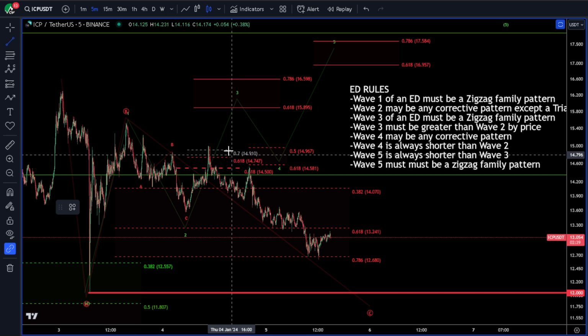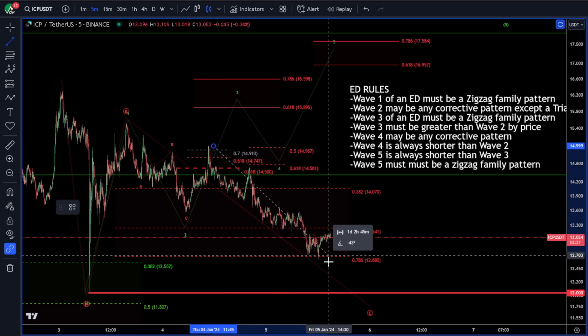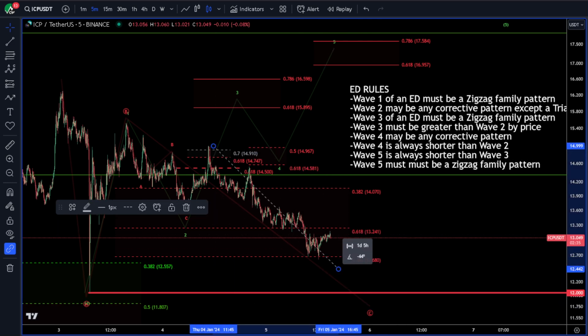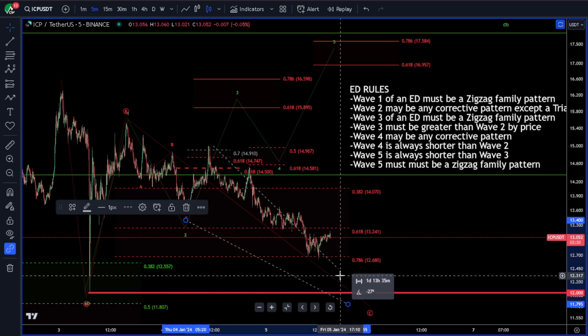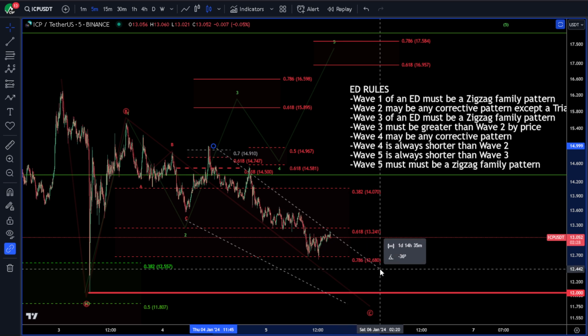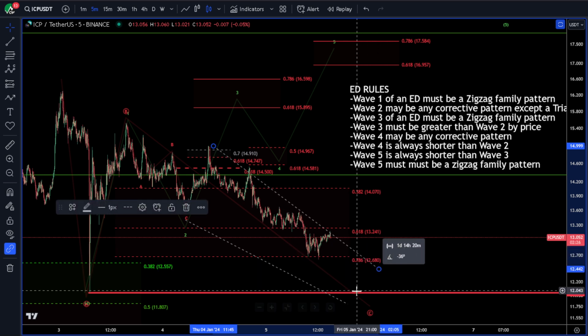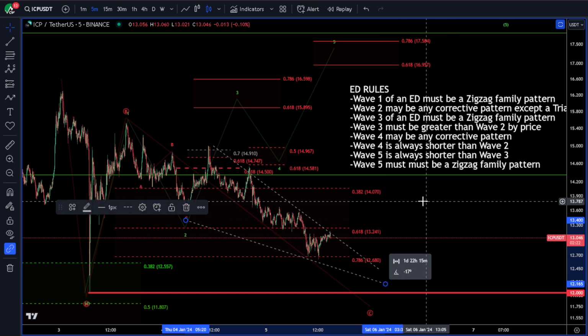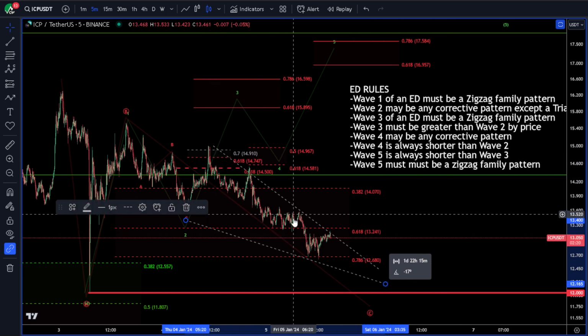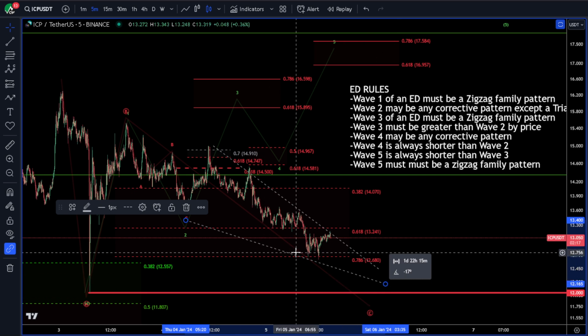We had our ABC. We need this to turn into an ending diagonal because we only got 3 waves. And it would have to be kind of contracting. And you can see it's not really the right shape. I mean, technically valid, but this actually looks like 5 waves complete down here at the moment.